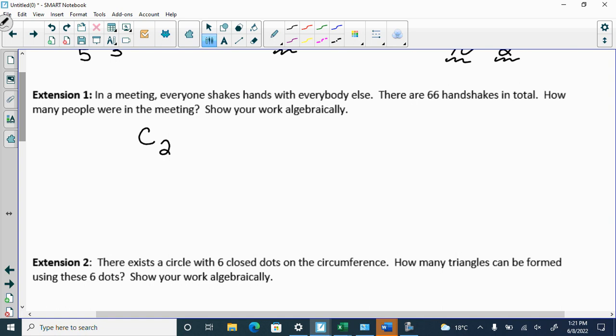So here we have, in a meeting, everyone shakes hands with everybody else. There are 66 handshakes in total. What does in total mean? I gave you an answer, right? I gave you an equals. That's your total. You have to watch when it says in total. How many people were in the meeting? What are they making me find? N.